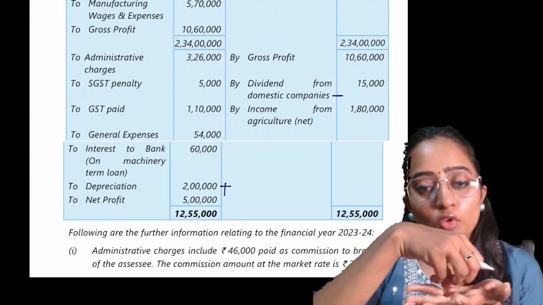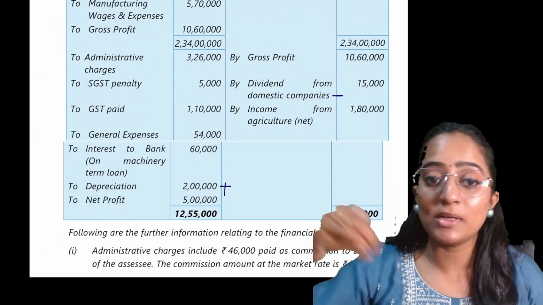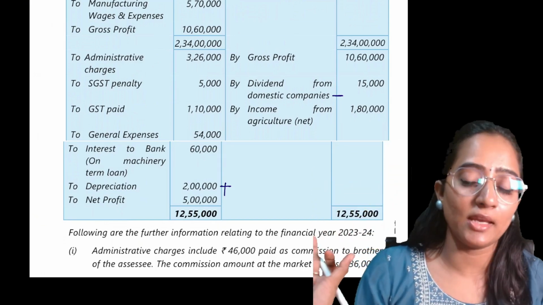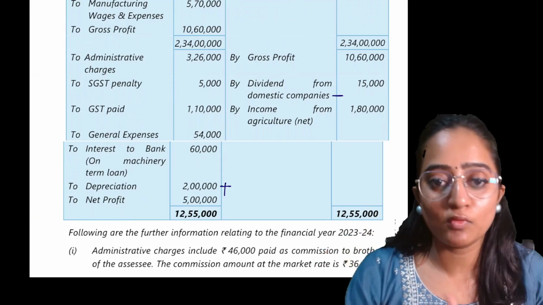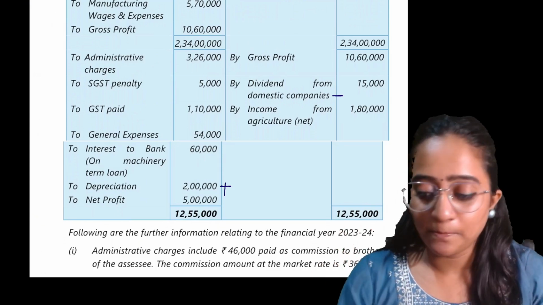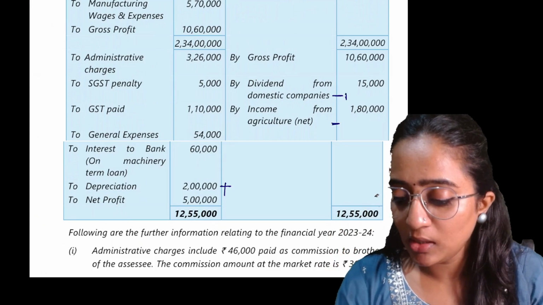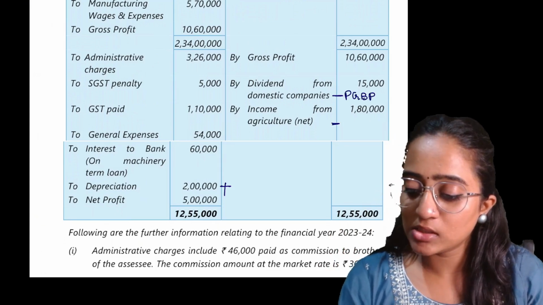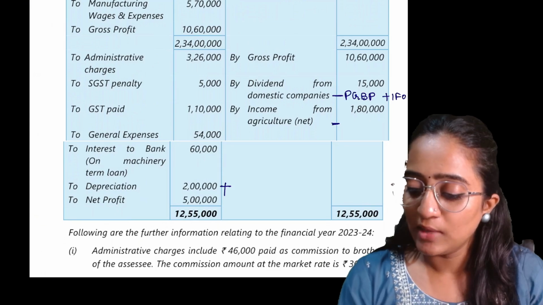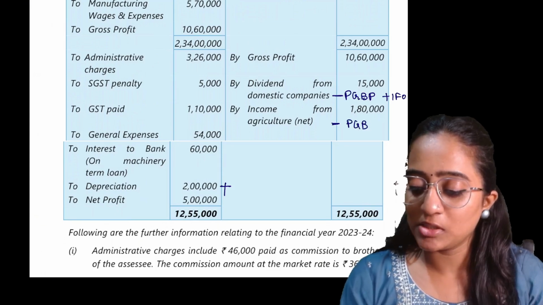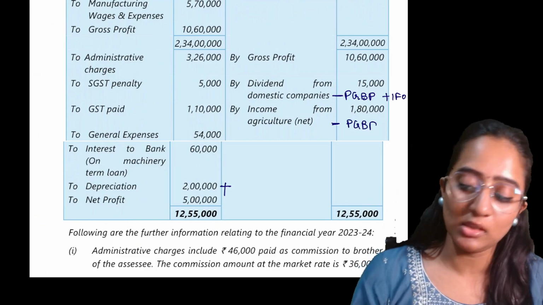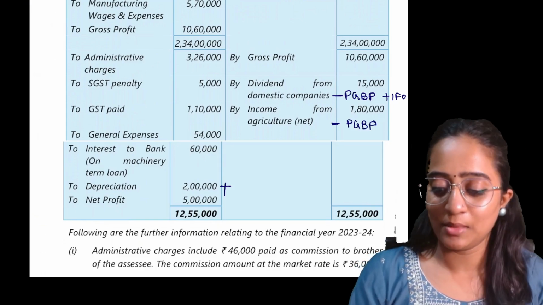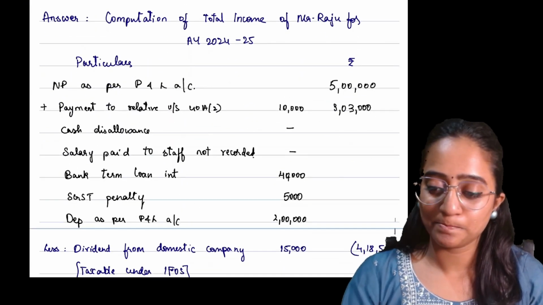Income from agriculture, you are going to remove that amount from the PGBP, but it is not going to be taxable under any head because under section 10(1), it is exempted. So for dividend, you remove it from the PGBP and add it in income from other sources. This one you are just going to remove from the PGBP. You are not going to add it into any other sources because it is exempted under section 10(1).